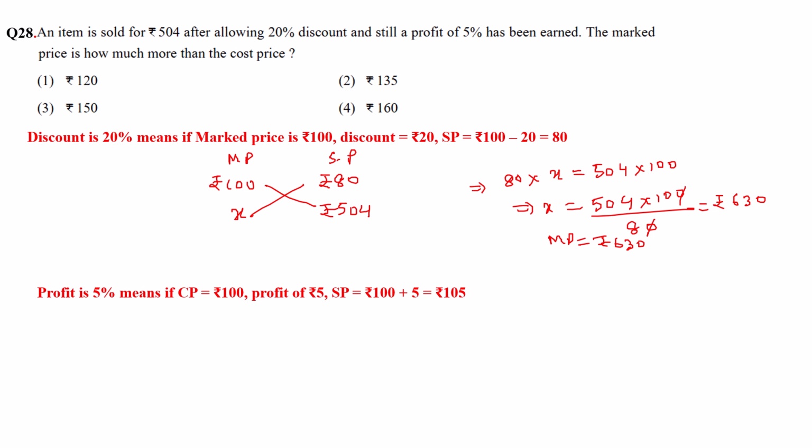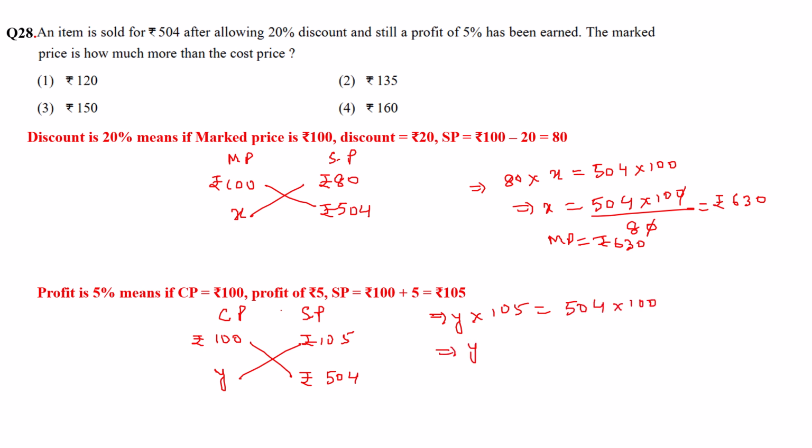So again, let's make two columns: cost price and selling price. So when cost price is 100 rupees, selling price is 105 rupees. Now you have to find when selling price is 504 rupees, what is the cost price. So I'm assuming it as y. Let's cross multiply. From here you will get y into 105 rupees equal to 504 into 100 rupees.